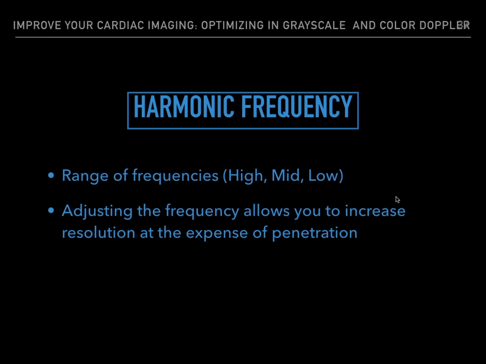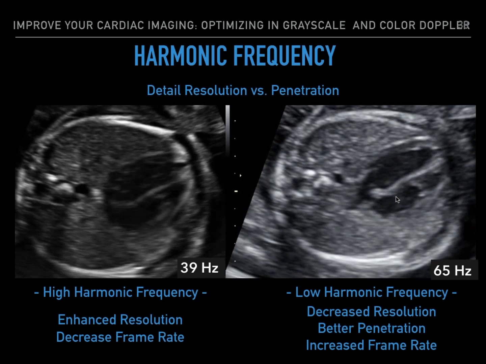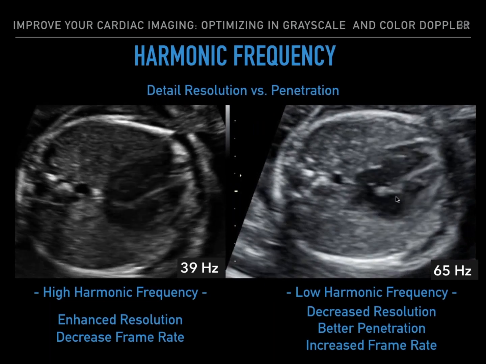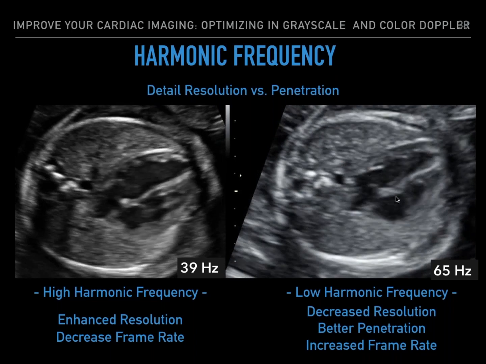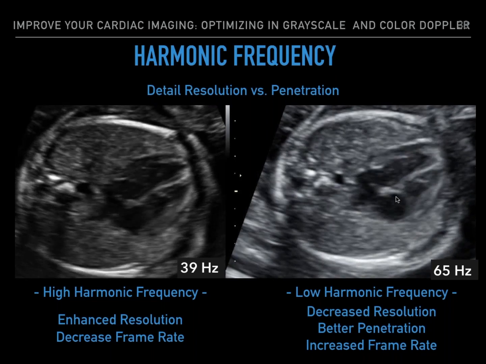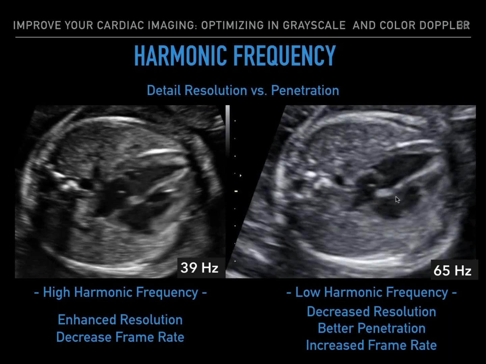Harmonic frequency has a range of frequencies: high, mid, and low. Adjusting the frequency allows you to increase resolution at the expense of penetration. So we have two clips. This is the same patient, demonstrating the use of a high harmonic frequency. You can see the heart and also has enhanced resolution, although as you can see there is a decreased frame rate of 39 Hertz.